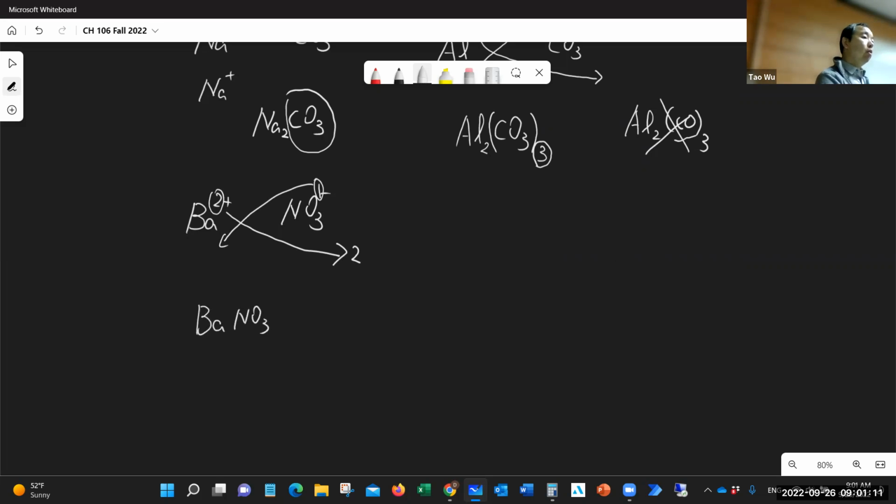And then okay, we need to add 1 barium, so you don't have to write anything underneath for the barium, but we have 2 nitrate. So how to write the 2 nitrate? Again, you should have a parenthesis over here and write 2 nitrate.